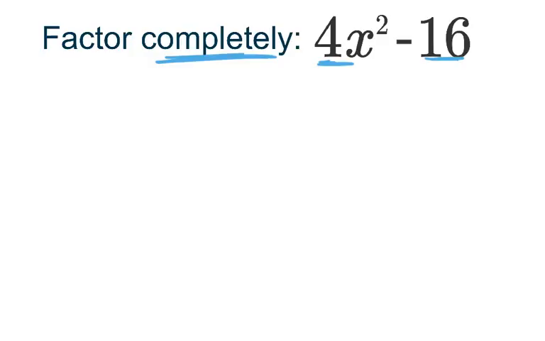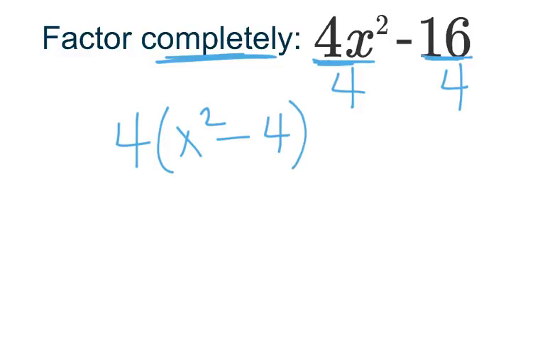So since my GCF in this case would be 4, that means I would divide both of my terms by 4, but that number doesn't go away, that has to sit on the outside. So if I divide 4x squared by 4, I'm left with just x squared. And if I divide 16 by 4, I get 4. So right now I just pulled out a GCF.